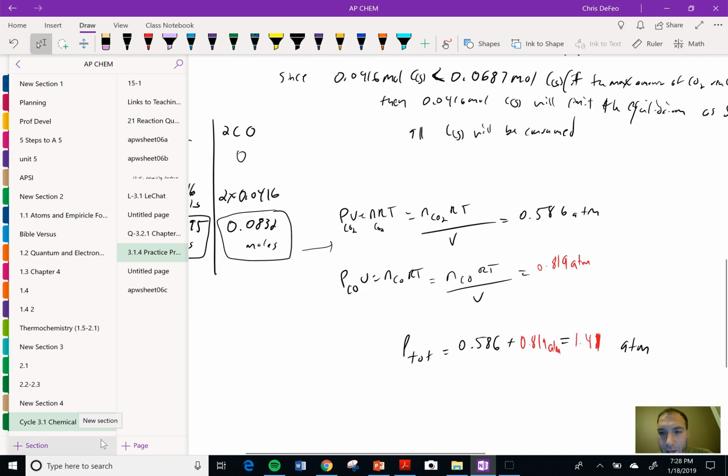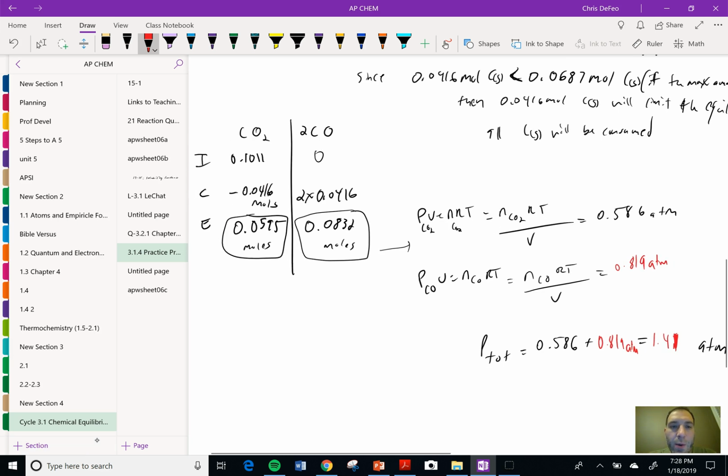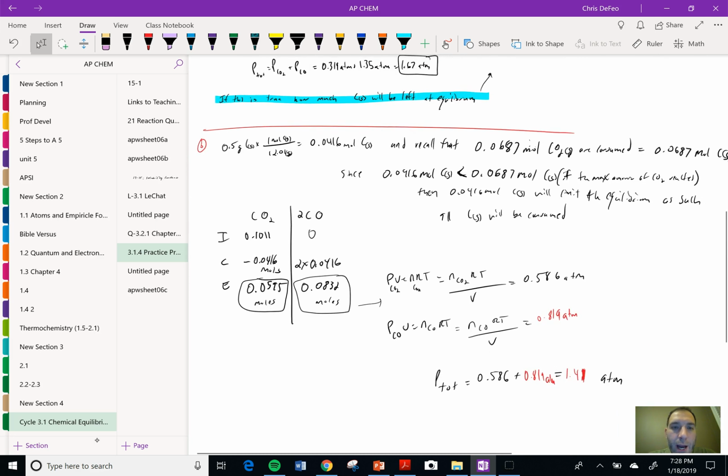So as it turns out, I had some wrong math here. At the end of the day, you end up with 1.41 atmospheres. If you're checking at home, you can double check that, but I'm pretty sure that the answer is 1.41 for total pressure. And so the takeaway from this is to keep in mind that even though the concentration of the solid is going to be the same before and after, you are going to consume some of it.